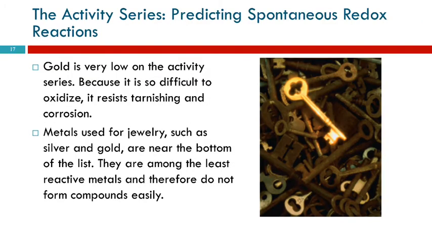Gold is very low on the activity series. It's at the bottom of the one that was listed there. It does not oxidize easily. It's difficult to oxidize. And so gold resists tarnishing, and that's what makes it really popular for jewelry, because it doesn't get all tarnished.